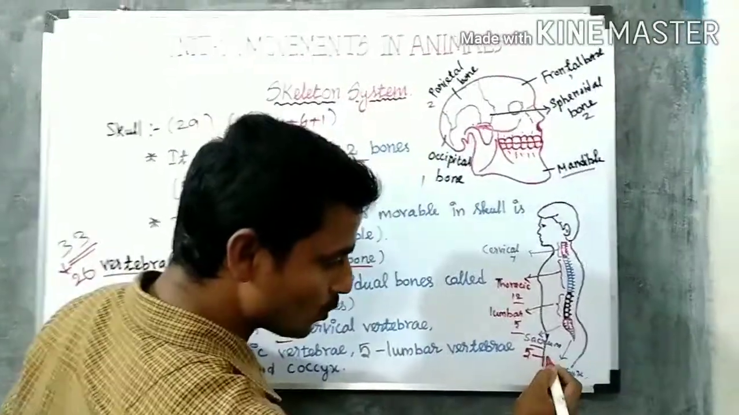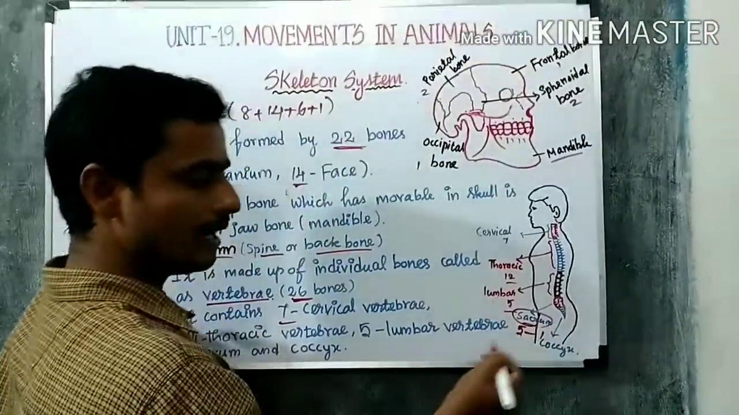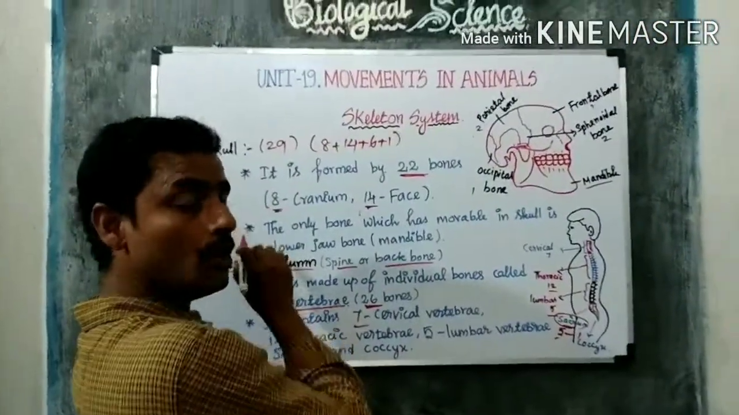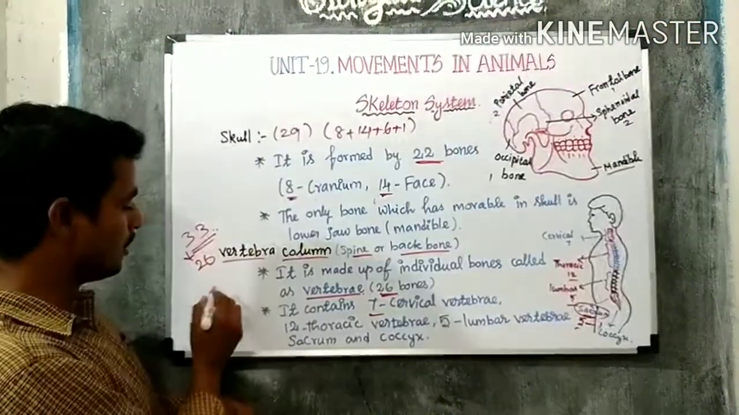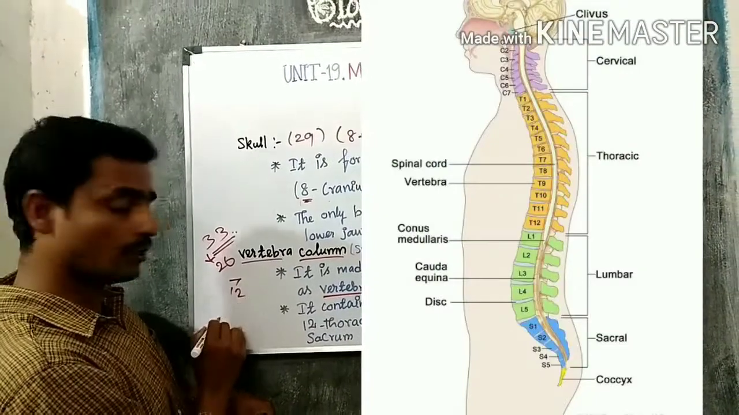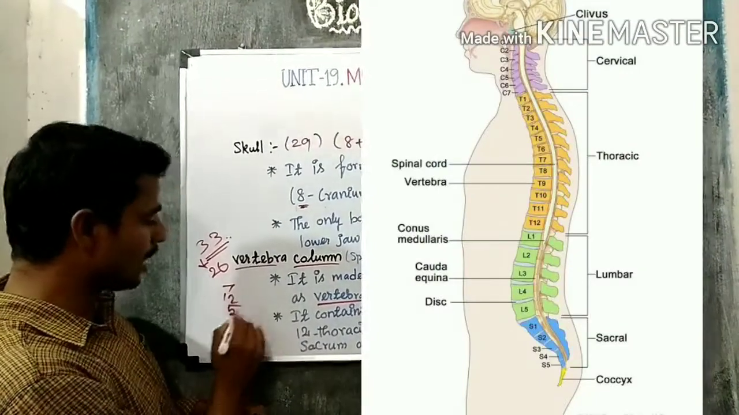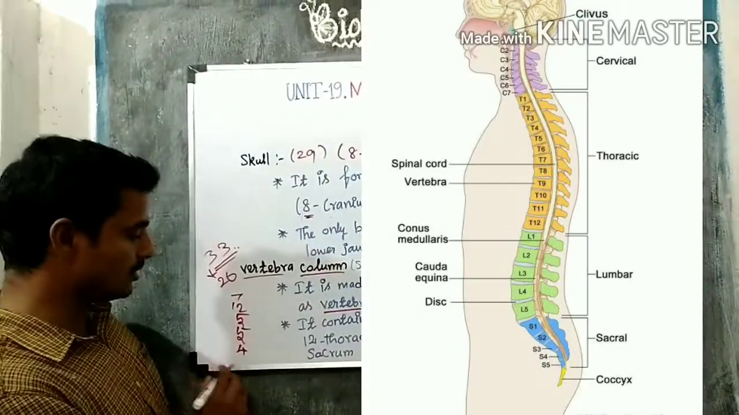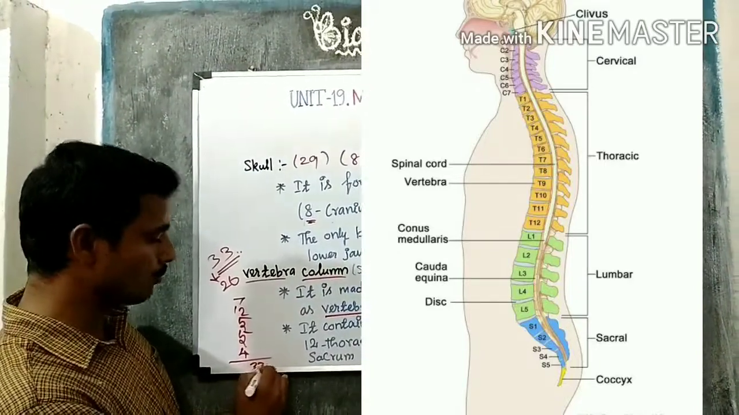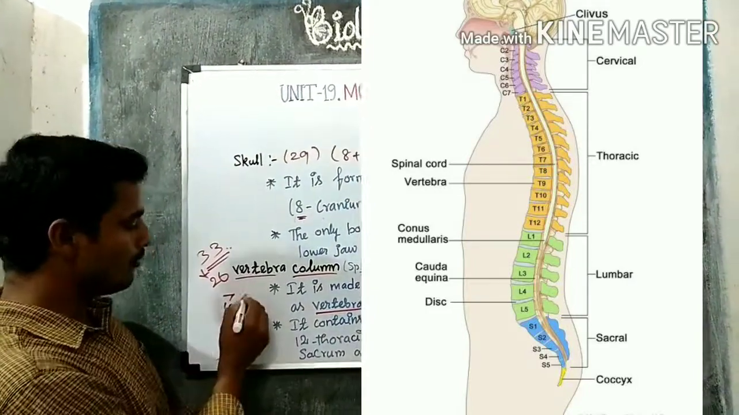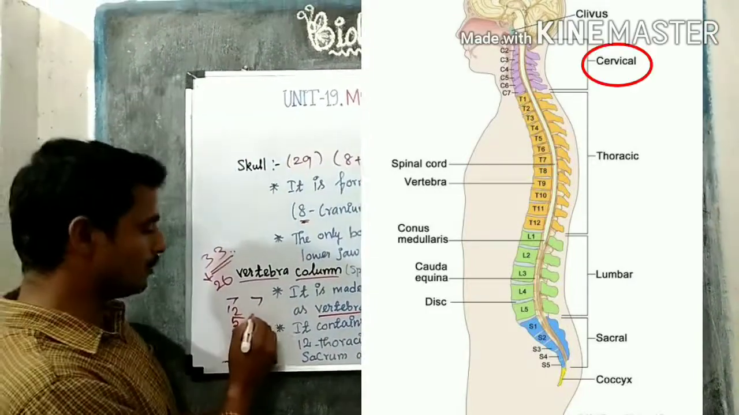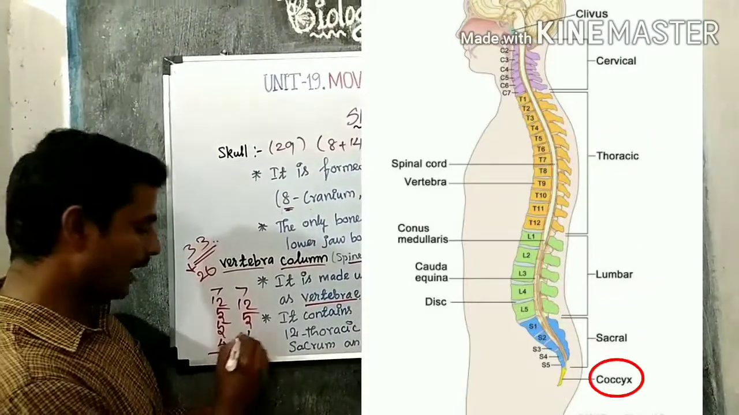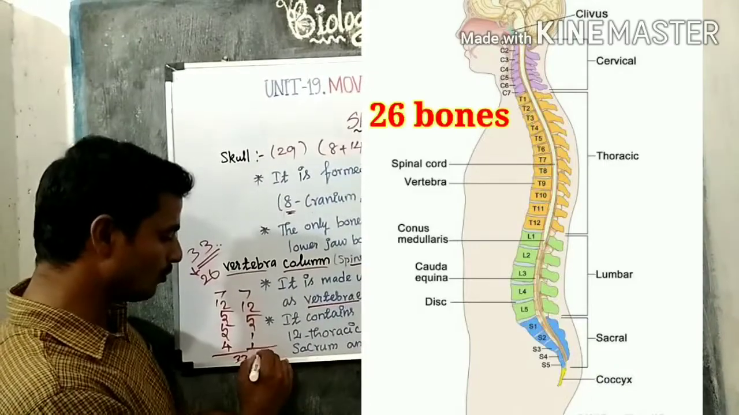It is reduced to 1 bone as sacrum. Initially we have 33 bones: 7 cervical vertebrae, 12 thoracic vertebrae, 5 lumbar vertebrae, 5 sacral vertebrae, and 4 coccygeal vertebrae. But now we have 7 cervical vertebrae, 12 thoracic vertebrae, 5 lumbar vertebrae, and 1 sacrum and 1 coccyx. So now we have 26 bones.